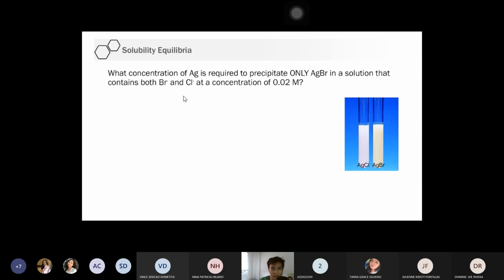Then, from those info, i-compare mo, sino yung mauunang ma-precipitate, no? Yung mauunang ma-precipitate ay yung may lowest metal concentration required, no? Para mag-precipitate yan. In our case, kanina, yun yung AgBr. Di ba? Mas mababa yung concentration ng Ag kaysa sa nasa AgCl. So, unang ma-precipitate talaga si Br compared to Cl.